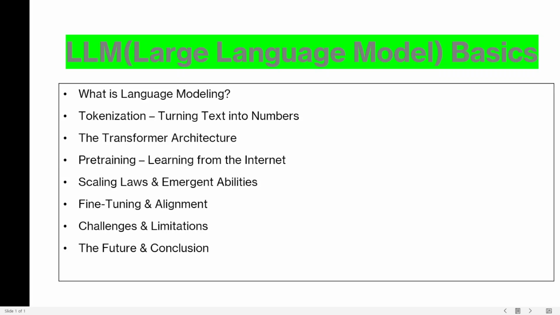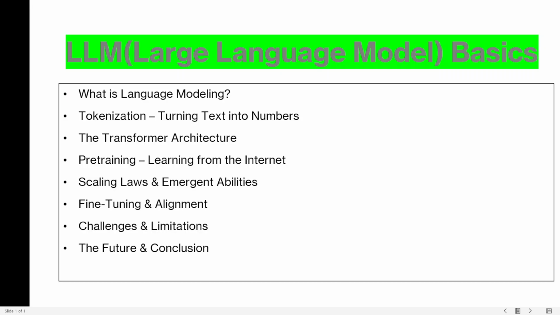Over the next half an hour, we'll cover what language modeling actually means, how text is turned into something a model can understand, the architecture that powers modern LLMs, the full training pipeline from raw data to a helpful assistant: pre-training, fine-tuning and alignment, the challenges and costs involved, and where this technology is heading. I'll keep things clear and intuitive, building up from the fundamentals. You don't need a PhD to follow along. You just need some curiosity. Let's get started. What is language modeling?